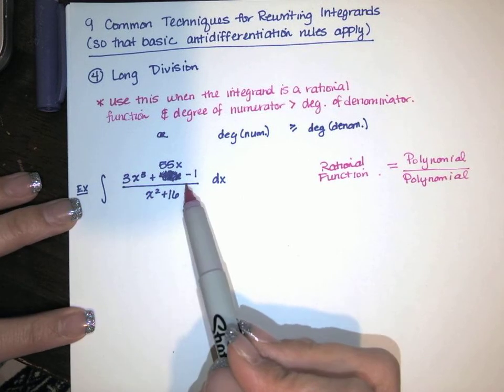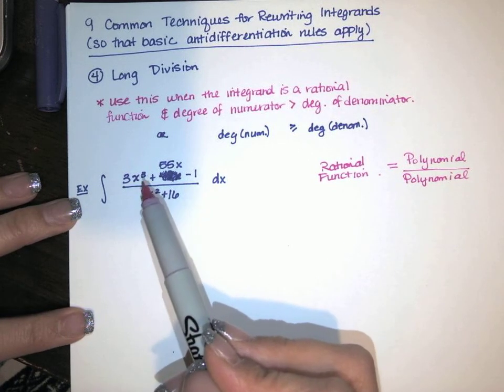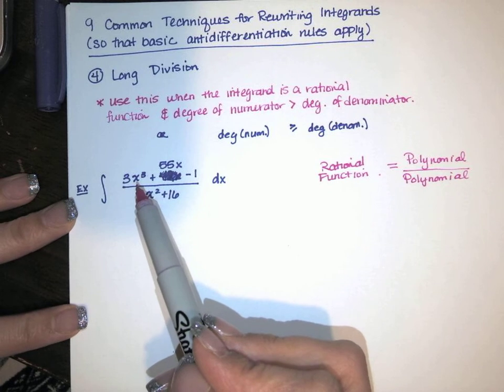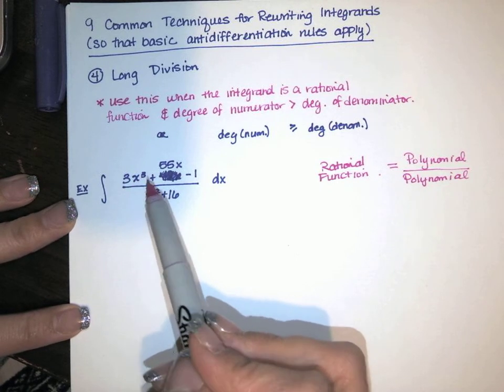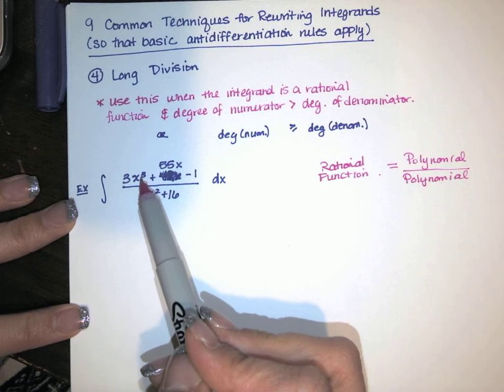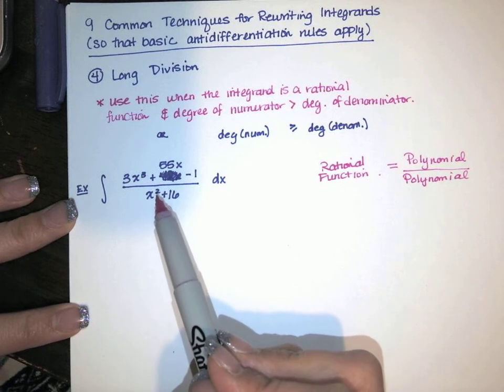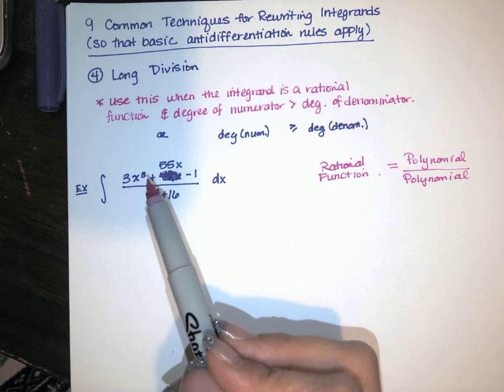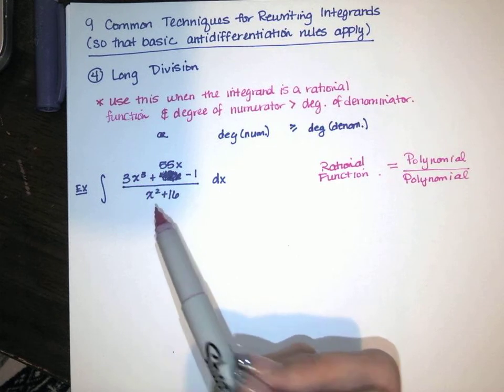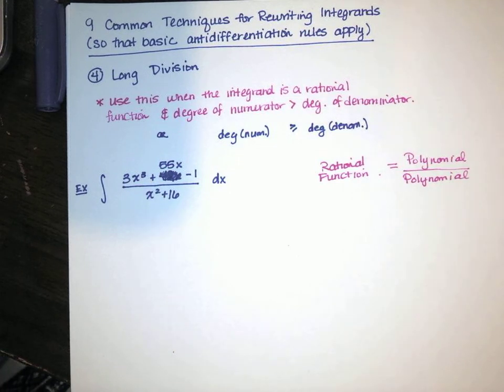The degree of a polynomial, in this case, if it's a polynomial in one variable, is the highest power of x in that polynomial. So that's an x cubed, so this is degree 3. And that's an x squared, so that's degree 2. So the degree of the numerator is greater than the degree of the denominator here. So this is a good candidate for long division.